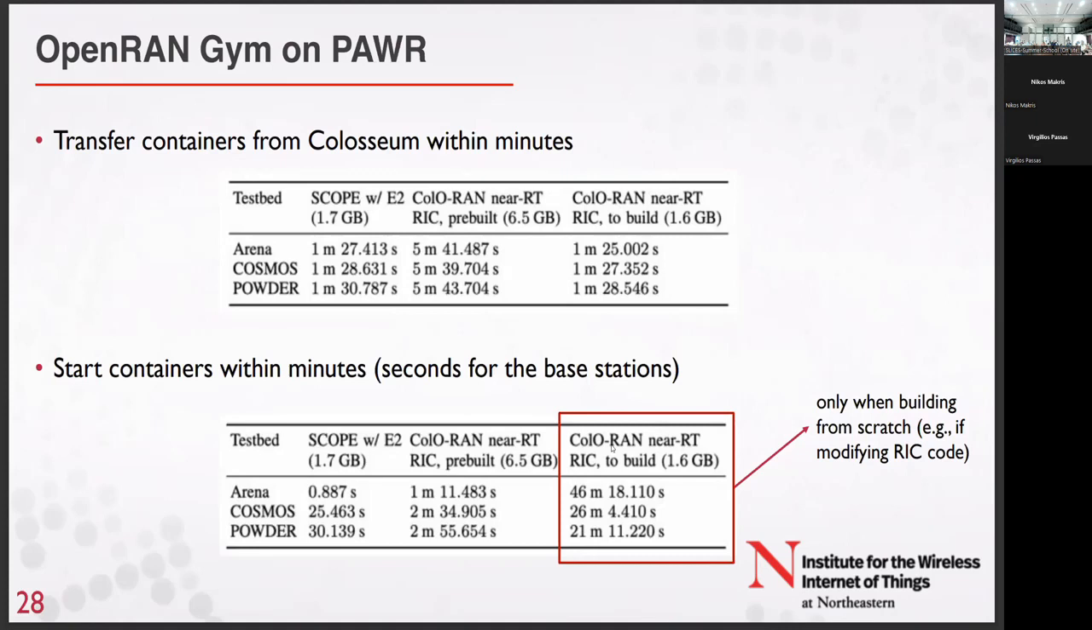This one takes more because it has the entire RAN stack, has the RIC, and takes about 5-10 minutes to deploy. So what I want you to take away is that it takes on the order of minutes to transfer the containers that you built in one environment and port them over to the next one. Then starting things takes a while to ramp up because everything needs to be compiled from scratch, and especially it takes much longer, on the order of half an hour to an hour, if you're modifying the entire RIC code base.